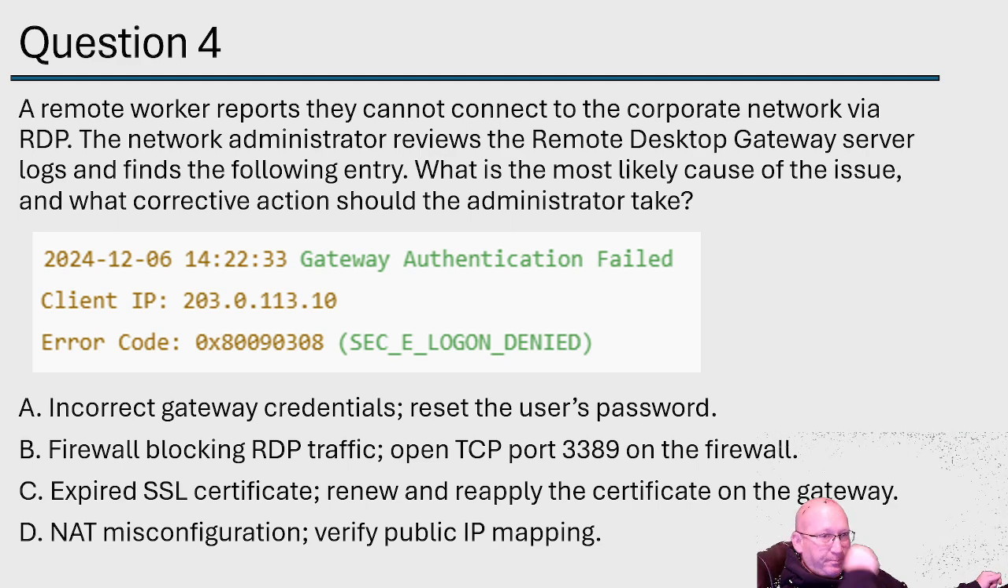Question number 4. Remote worker reports they cannot connect to a corporate network via RDP. The network administrator reviews the remote desktop gateway server logs and finds the following entry. What is the most likely cause of the issue, and what corrective action should the administrator take? We see gateway authentication failure. We can see a client IP address, and then we see an error code, SecE login denied. Let's try and answer this one.